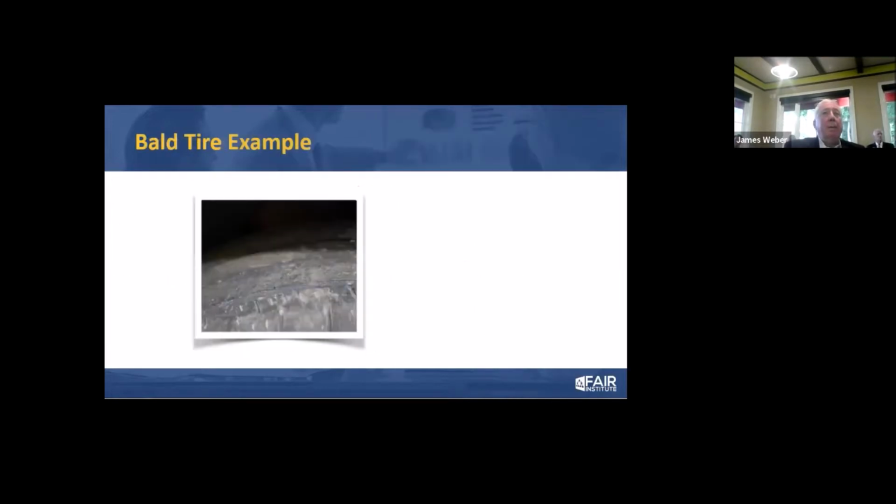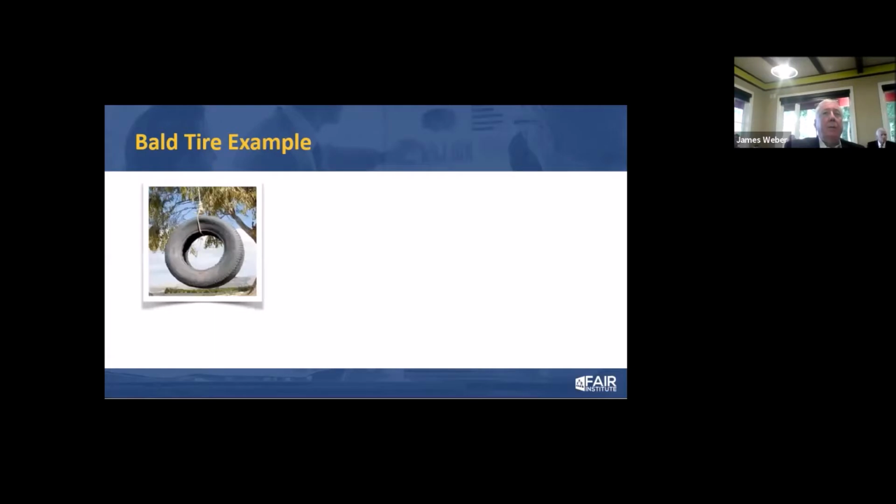All right, so let me give you a concept about this. If I said that I had a bald tire, you'd say, wow, that's really dangerous, and you could kill yourself, or you could kill other people. You've already made some assumptions about this bald tire. So go to the next slide.